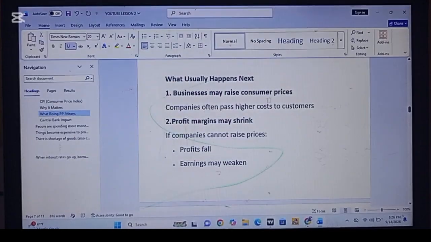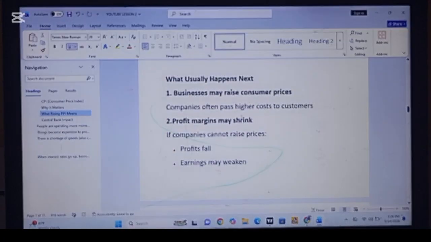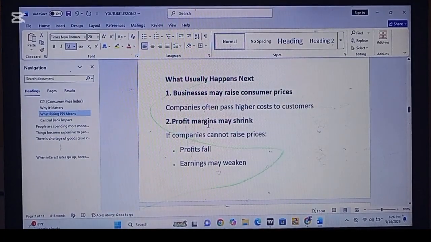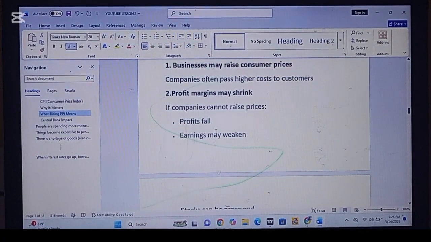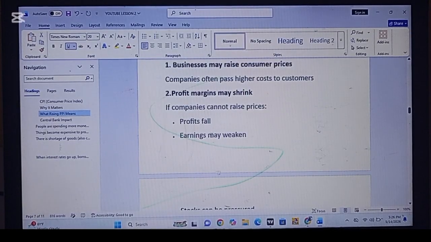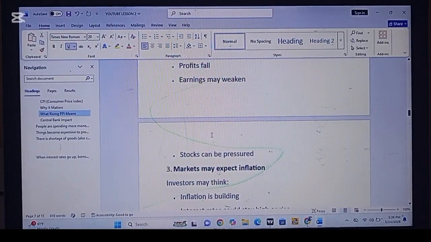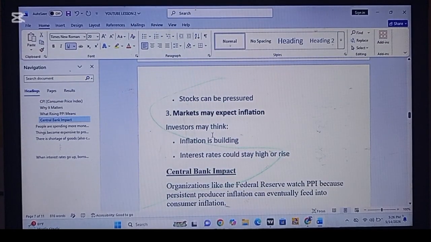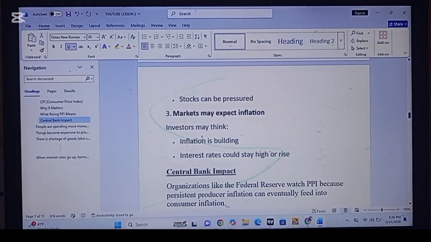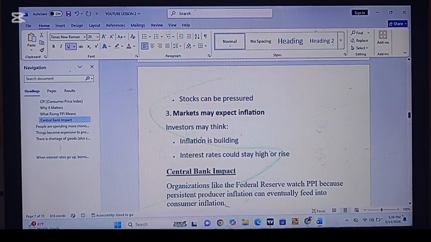So what happens? Businesses may raise consumer prices. Companies often pass higher costs to consumers. Profit margins may shrink. If companies cannot raise prices, profits fall, earnings may weaken. Stock can be pressured. Market may expect inflation. Investors may think inflation is building. Interest rates could stay high or rise.